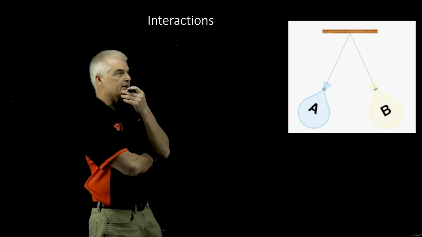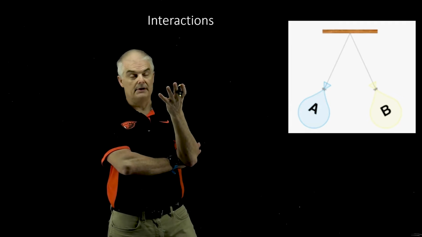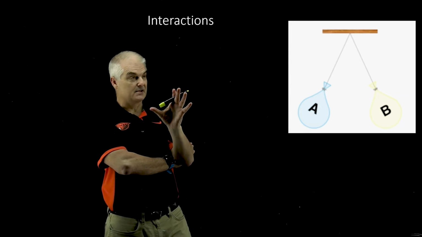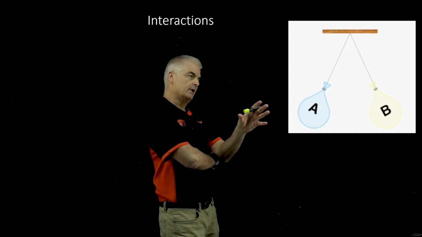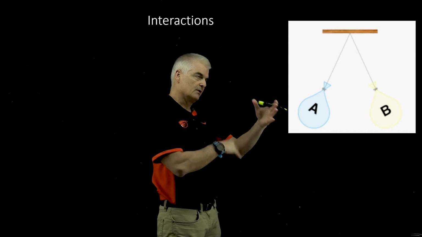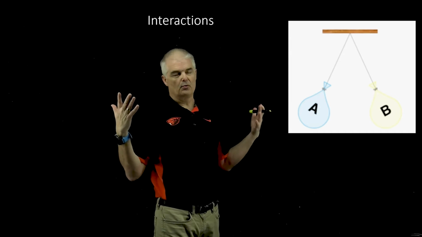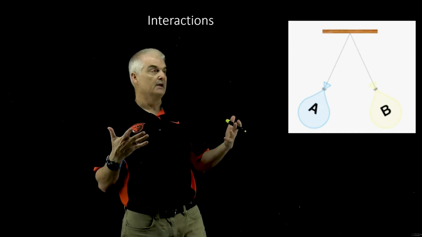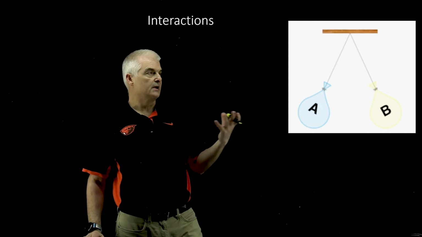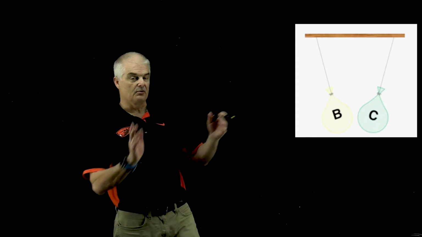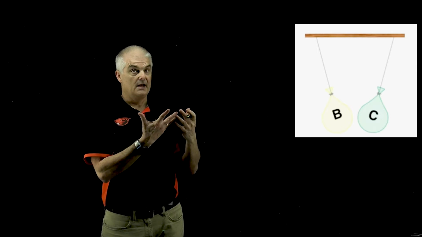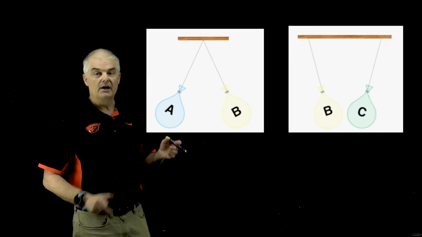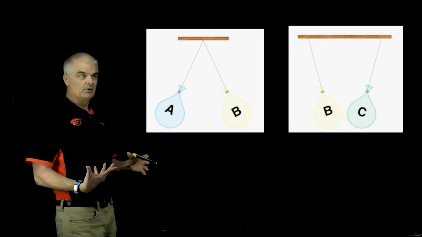So let's talk about the interactions. There's three interactions, and I want to talk about the third as the weird one. But the first one is that if balloon A is charged and balloon B is charged, then they will repel. So this shows them being repelled, and we'll actually do this in class. This is repulsive. The opposite, of course, is if balloon B and balloon C are attractive. So there are attractive and there are repulsive forces.